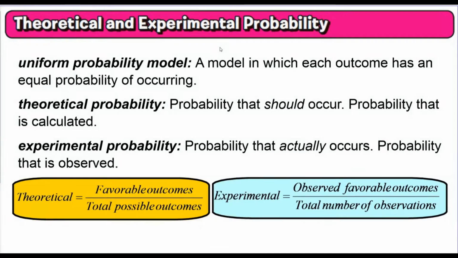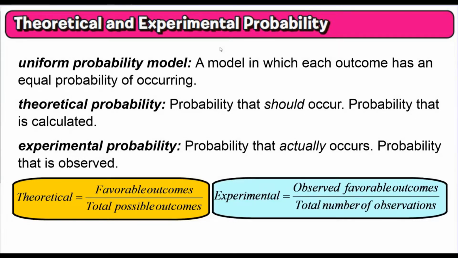Flipping coins, you're just as likely to get heads as you are to get tails. If it's a fair coin, that would be a uniform probability model. Drawing a card out of a deck of cards without looking, every outcome has an equal probability of occurring. Or spinning a spinner that's divided into equal parts, every outcome has an equal probability of occurring. So those are the types of models that we're talking about in this lesson.